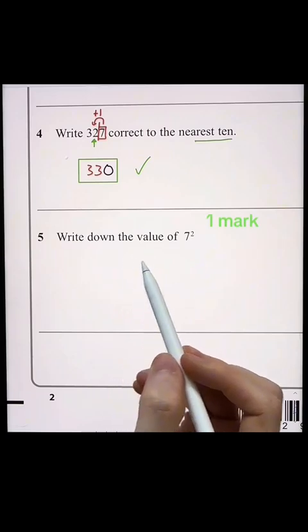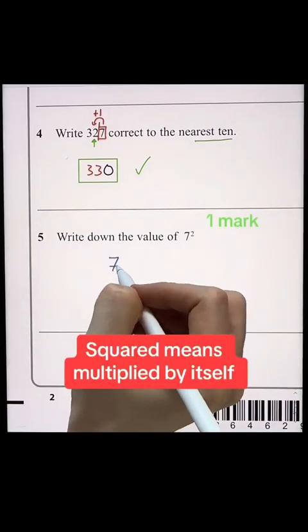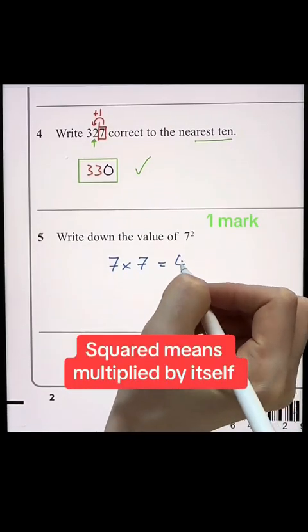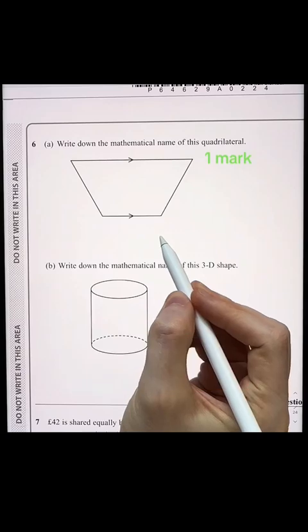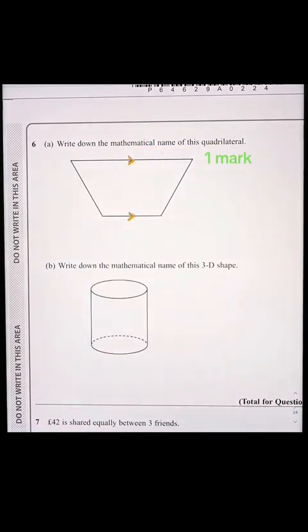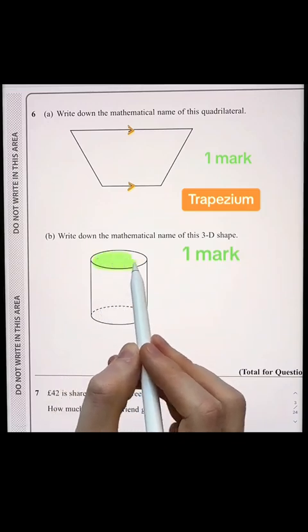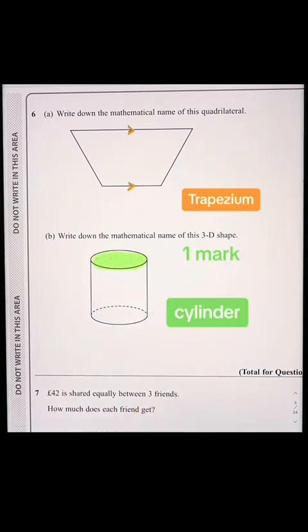Question 5. Write down the value of 7 squared. Well, squared means multiplied by itself, and 7 times 7 gives us 49. Question 6. As it has one pair of parallel sides, therefore it's a trapezium. The cross section of my 3D shape is a circle, therefore I know it's a cylinder.